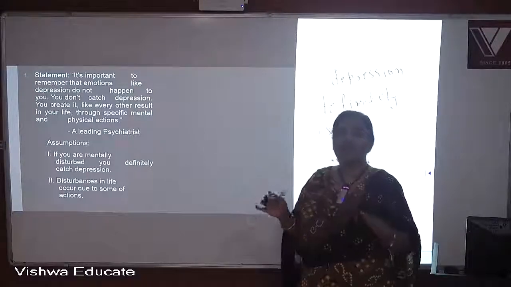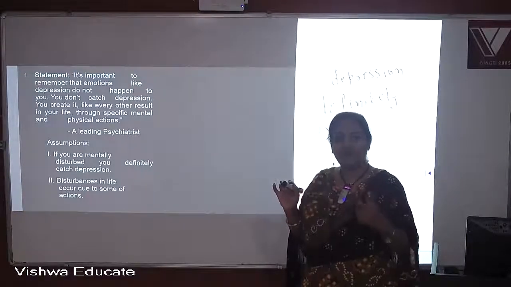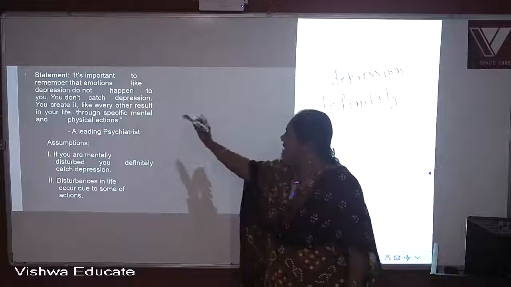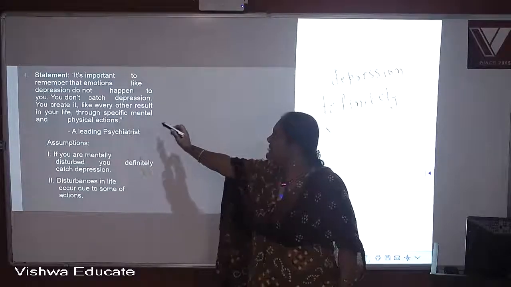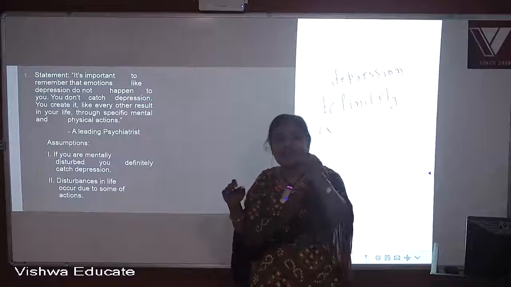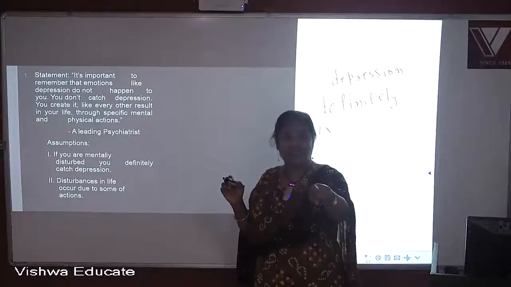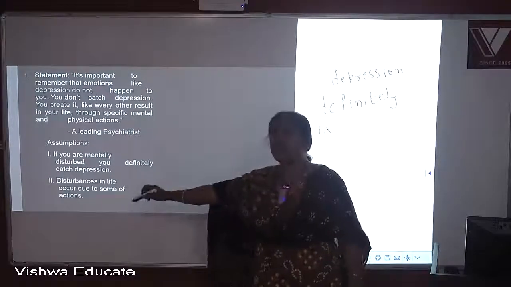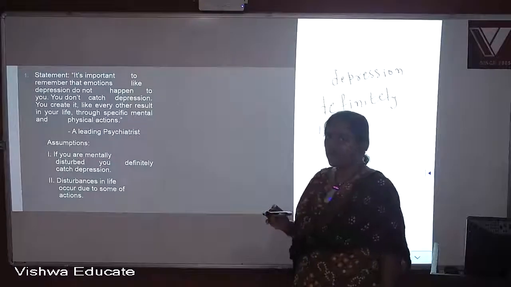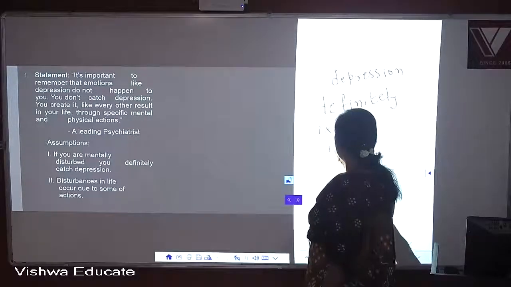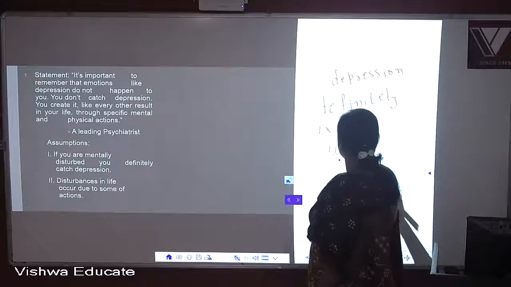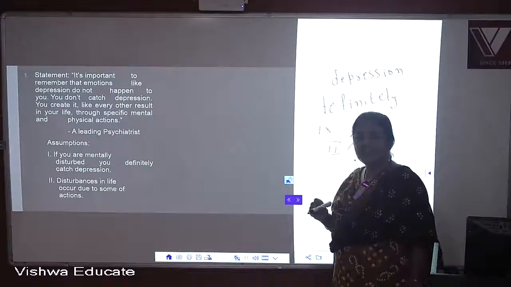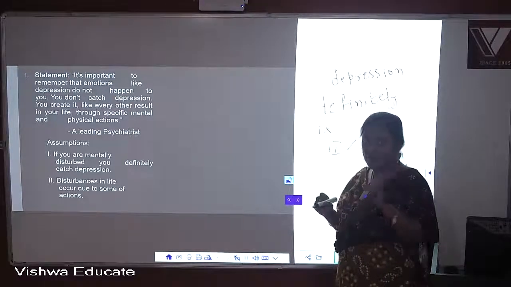So the disturbance in life happened because of our mental or physical actions. That's the reason why he said that every other result in your life through specific mental and physical action. Specific doesn't mean that from every action we get it, but because of a specific. That's what in the given assumption is sum of actions. Is it clear now? So therefore 2 is right. Only 2 is right. So your answer is only 2.